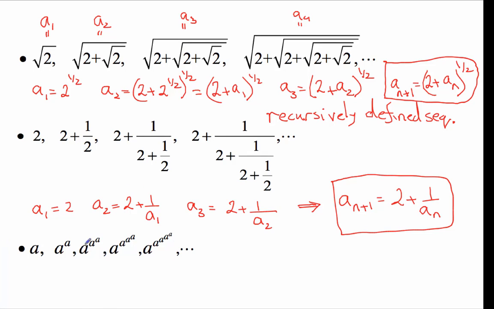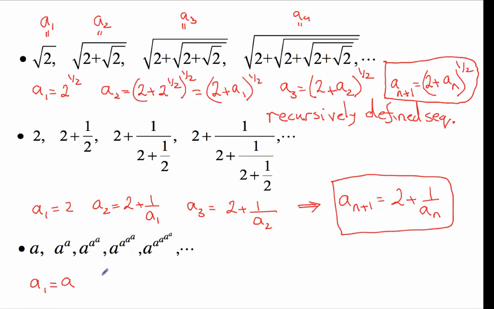And now let's look at this sequence here. a to the power a to the power a to the power a, and it keeps going. Here, a is any number. And we can't, by just looking at this, say whether this is a decreasing or an increasing sequence. It'll depend upon the value of a. But anyway, let's try and get a formula for this.